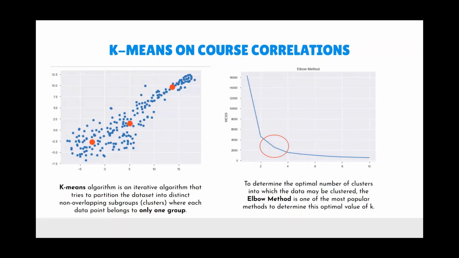K-means algorithm is an iterative algorithm that tries to partition the dataset into distinct, non-overlapping subgroups where each data point belongs to only one group. To determine the optimal number of clusters, the elbow method is one of the most popular methods to determine this value. While we fine-tune our metric, the fact that k-means worked optimally with 3 clusters indicates that our data does somewhat accurately capture the underlying inherent groupings of these classes. Furthermore, the noise in this data also seems to suggest that there is more overlap between these courses, which makes sense given the interrelatedness of biology, chemistry, and psychology.